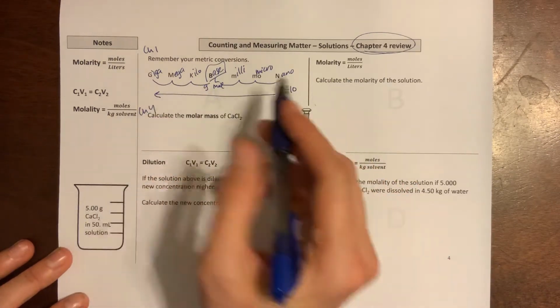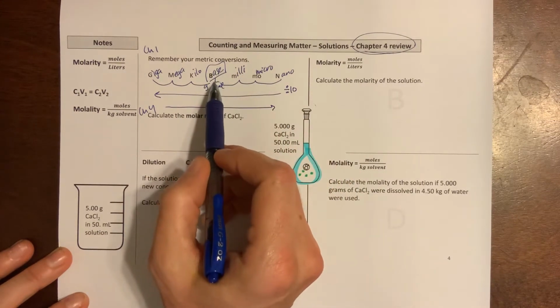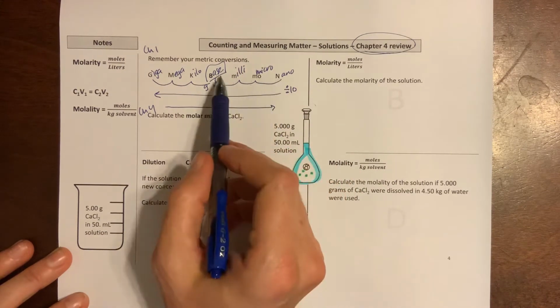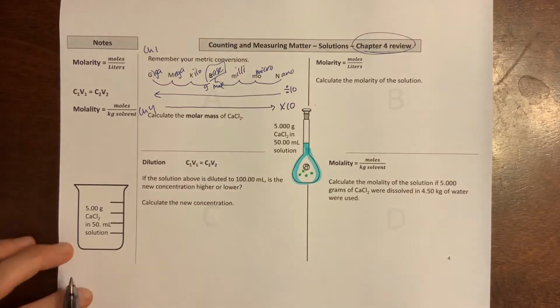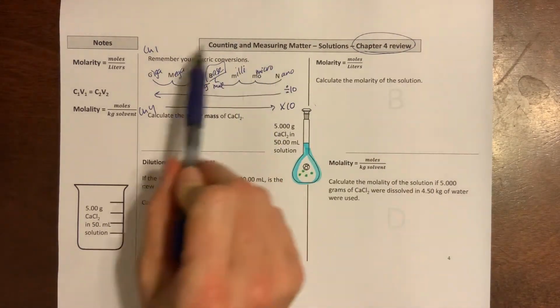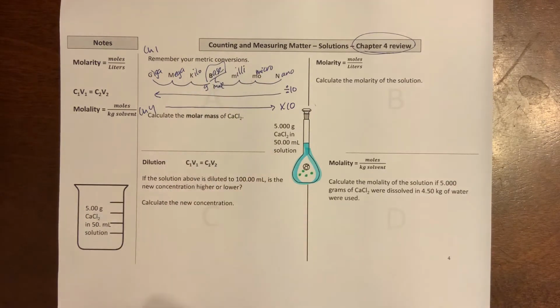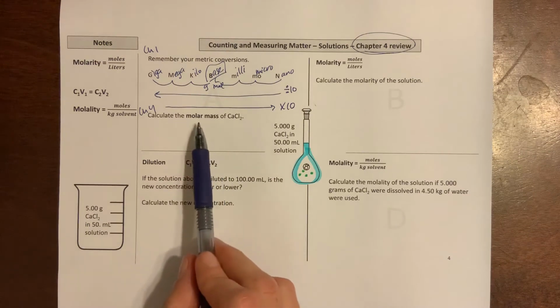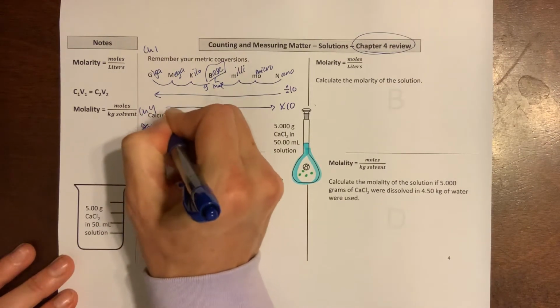And the opposite is true if I move this way. So if I have 1 gram, that would be 10 to the 3rd, 6th, 9th. So 1 gram is 10 to the 9th nanos. So we're multiplying as we move to the right. So keep that in your mind and you'll be using some of these, especially the millis and the kilos in this chapter. Also, calculating molar mass, don't forget, you can go to the periodic table to do that.